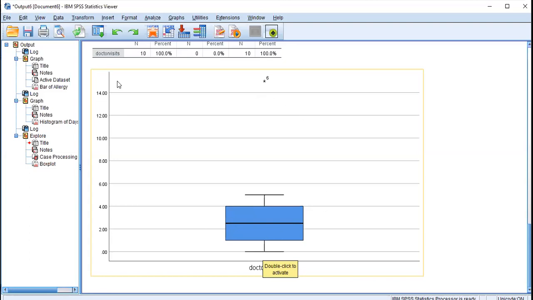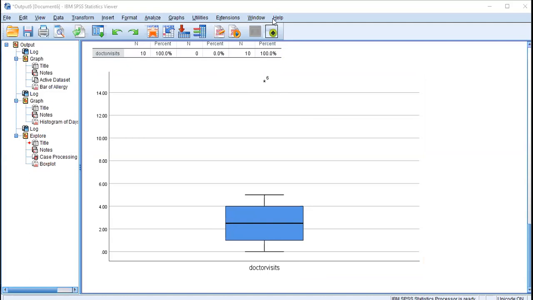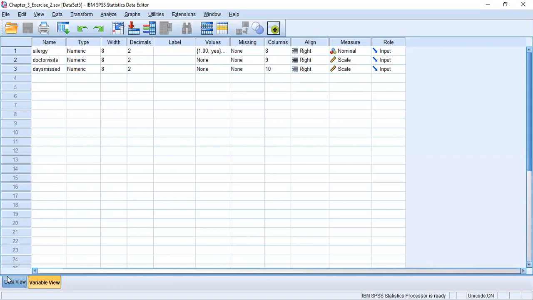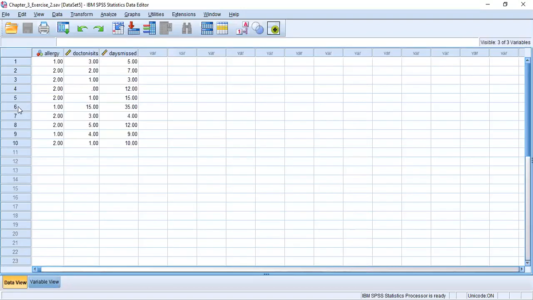One value at 15 is an outlier. The 6 is basically the row number. Let me check on this so that we are aware of what has been talked about here. So we go here, I go share, and if you look at the data view, the sixth variable of doctor visit is 15. So this is what is being suggested in that output file when we were talking about the answers.